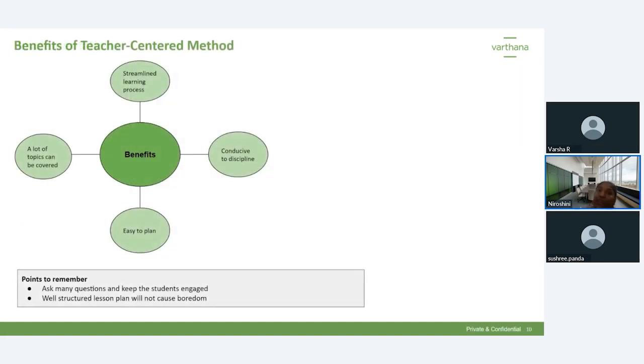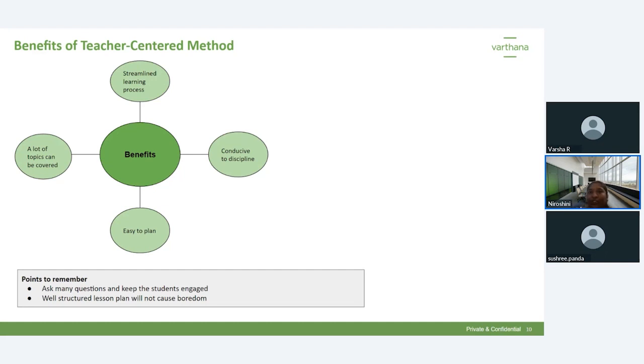Now let's look at the benefits of this particular method. Here the teacher has the majority of the control. As I said, she's the most active participant inside the classroom. So the learning process becomes streamlined because the teacher decides what has to go at what time, whether it is a test or a topic, the teacher decides what has to go next. Because of this kind of environment, she retains the maximum control, so it is conducive to discipline. There will be behavioral issues, but they are very minimal.